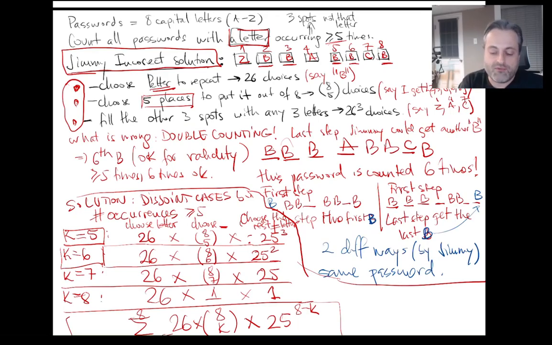But usually if you do disjoint cases, make sure they're disjoint, make sure none of those passwords can be in 2 cases, and it cannot, because if a letter repeats 5 times, it cannot also repeat 7 times, because there's only 8 spots in this password. So that way I know the cases are disjoint, so then if I count each one of them and sum up, I get the correct answer.